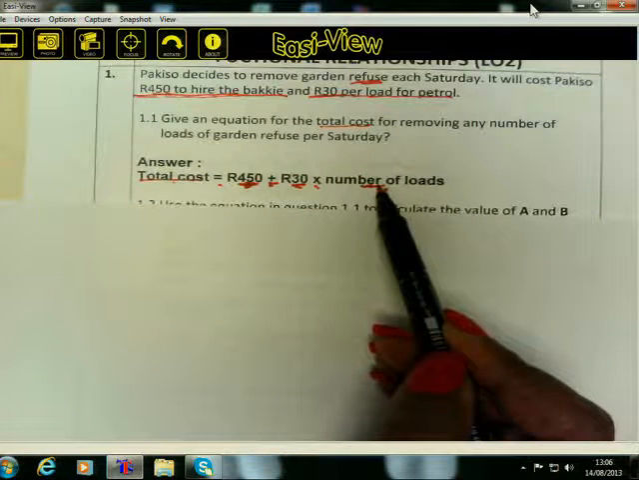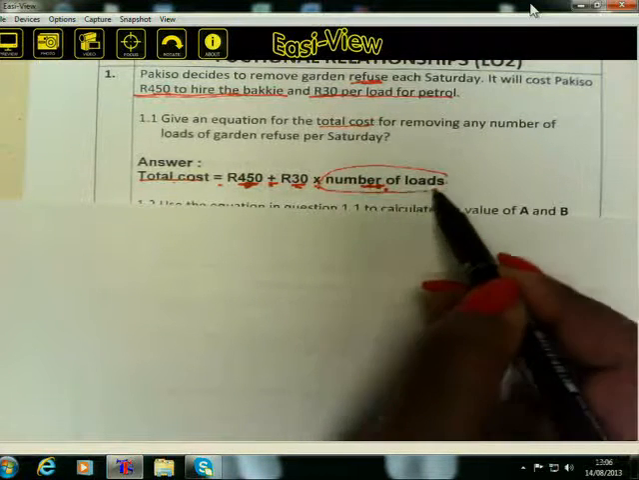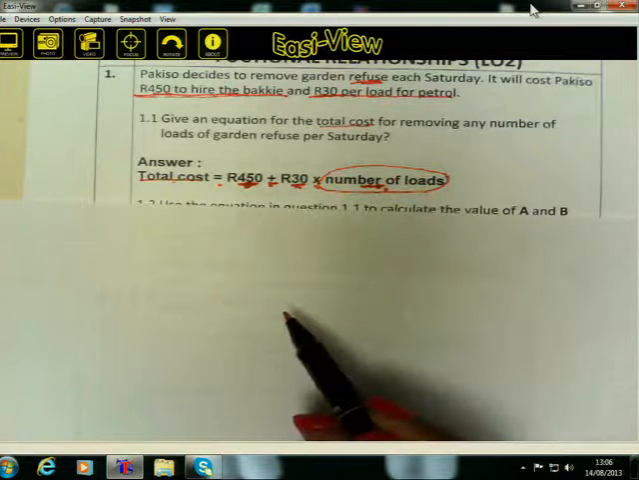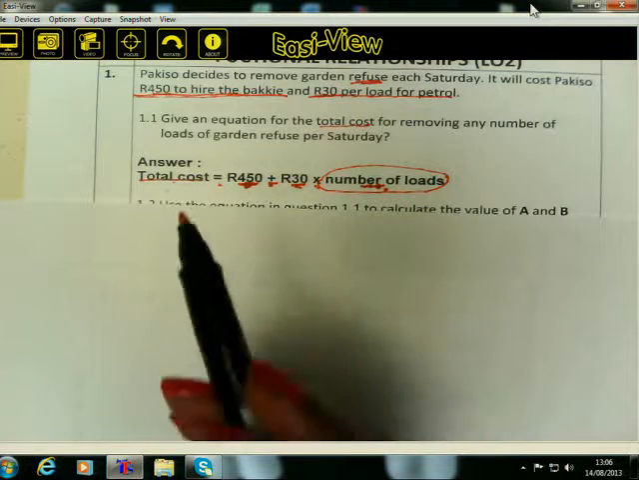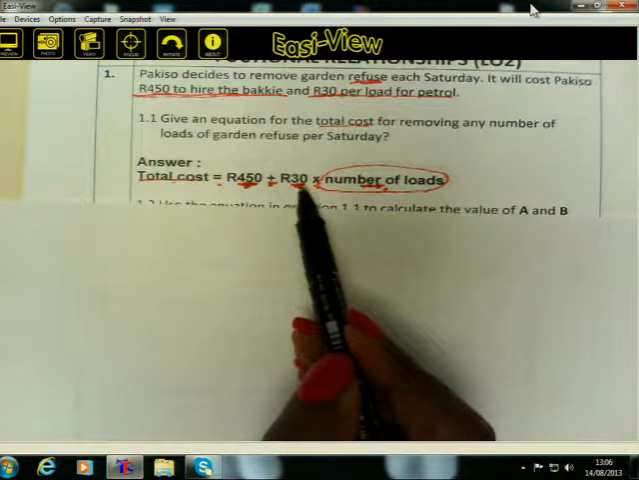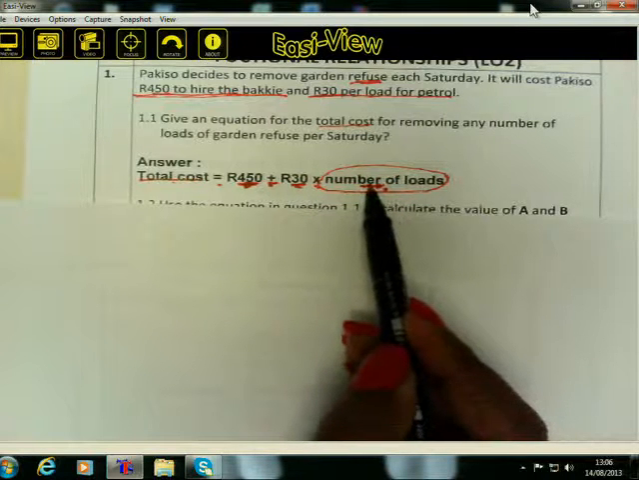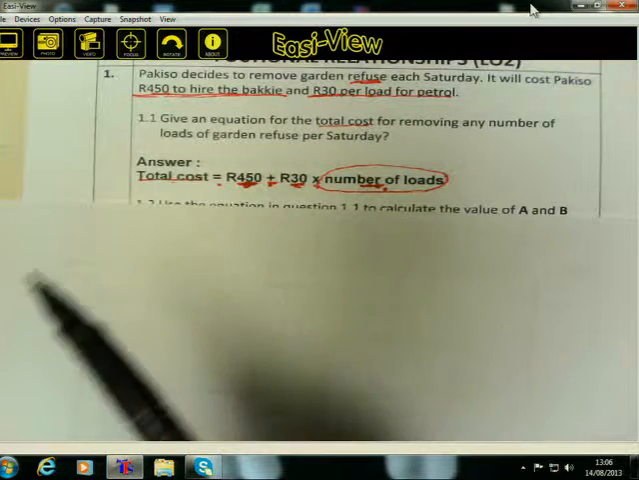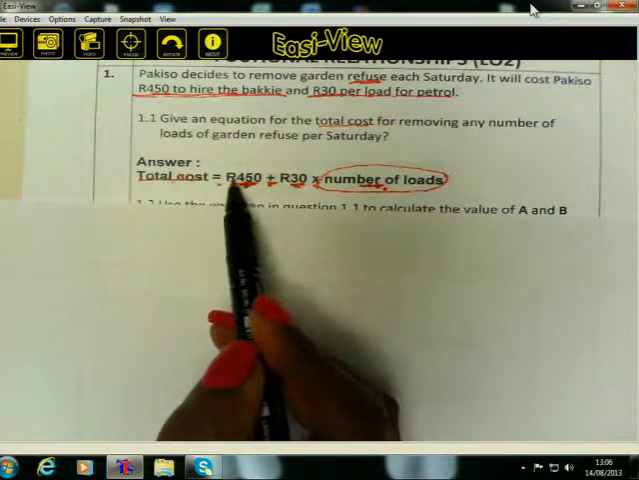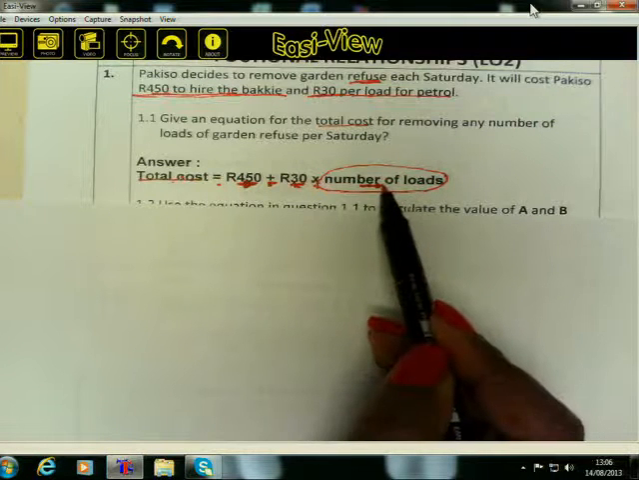Remember, grade 12, when you write a formula, there must be a variable. In this case, our variable is number of loads. If for any chance your formula has 30 rands multiplied by 10, it means you do not have a variable. So for your formula to work, there must always be a variable. So the formula is total cost is equals to 450 plus 30 rands multiplied by number of loads.